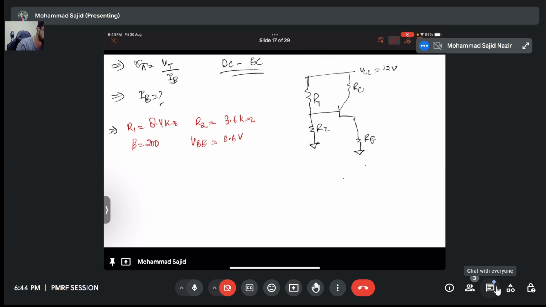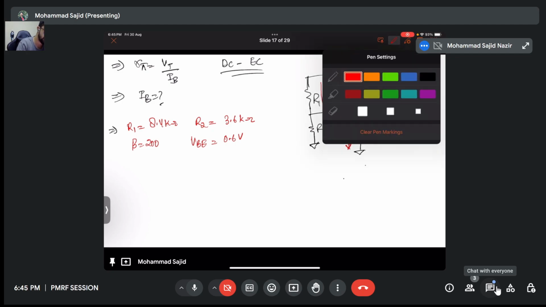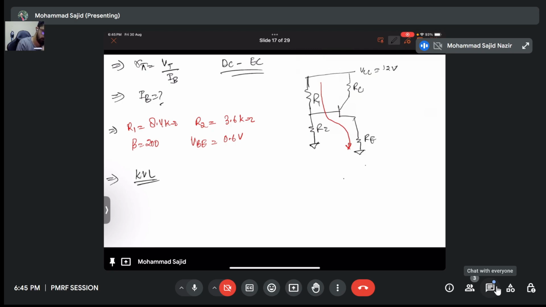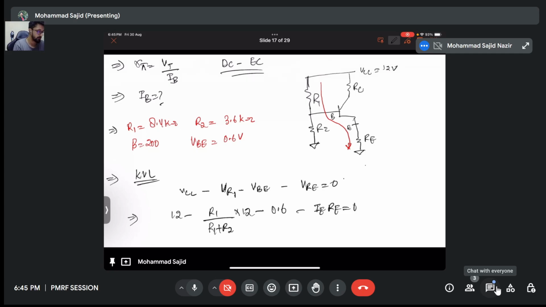Now what I will do is use a KVL in this direction. From VCC, that is VCC minus voltage across resistance 1 minus VBE, this is base, this is emitter, minus VRE is equal to 0. VR1 we can find from the voltage divider. VCC is 12. This will be R1 divided by R1 plus R2 multiplied by 12. VBE is given as 0.6, minus VRE, which is IE RE, equal to 0.